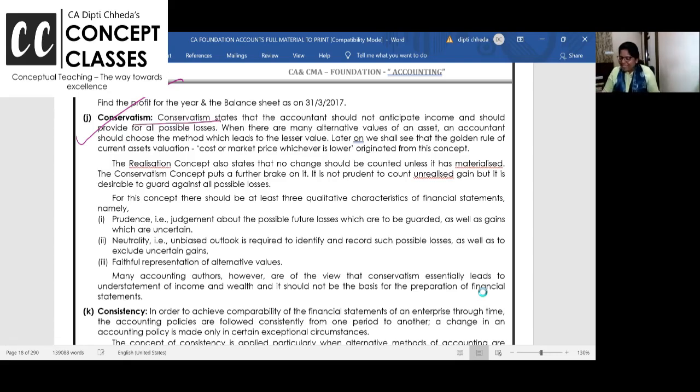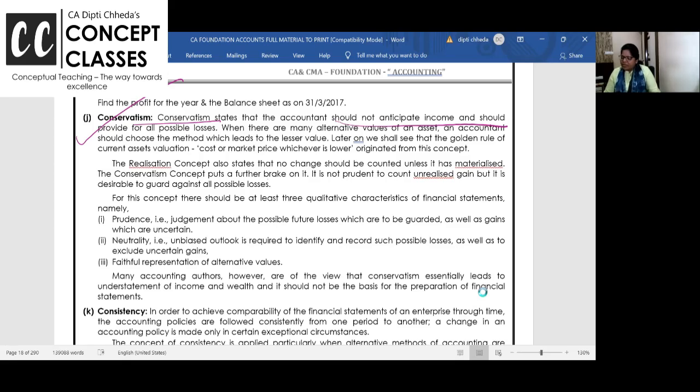Conservatism, the literal meaning of this word is, you know what? Narrow-minded. Conservative, you know, we say very traditional hai ye log, bahut hi narrow-minded. They say you anticipate all the losses and make a provision for that. Don't anticipate income. So the accountant should not anticipate income and should provide for all the possible losses.